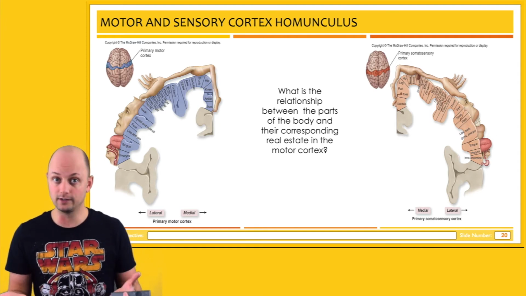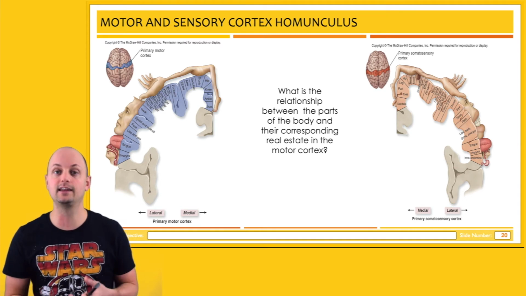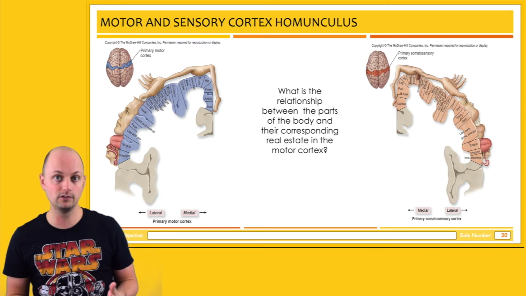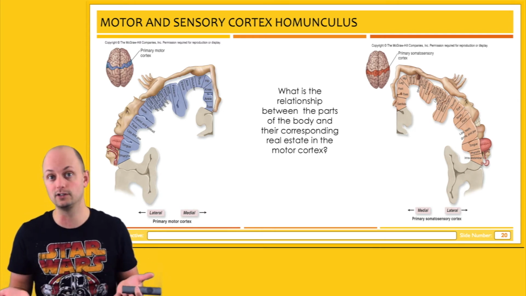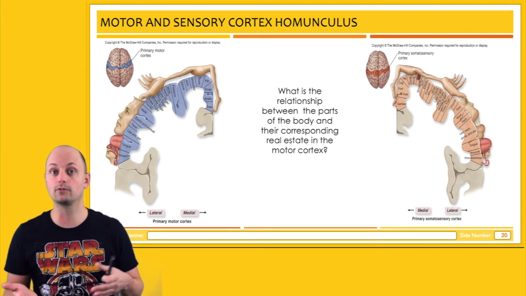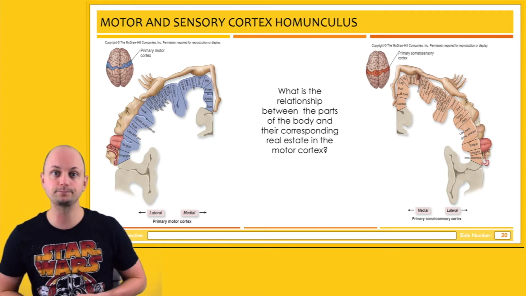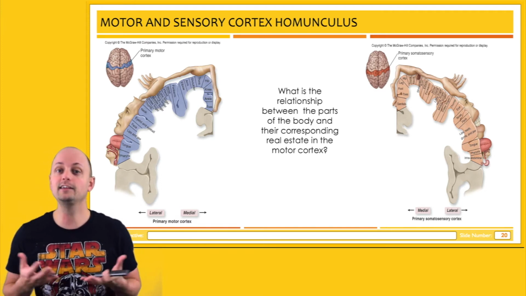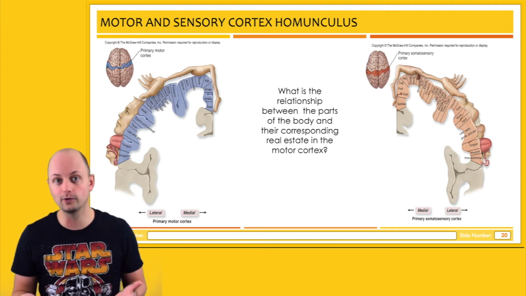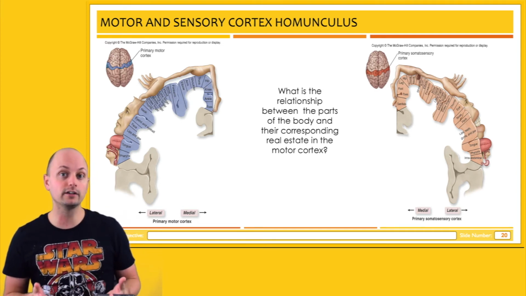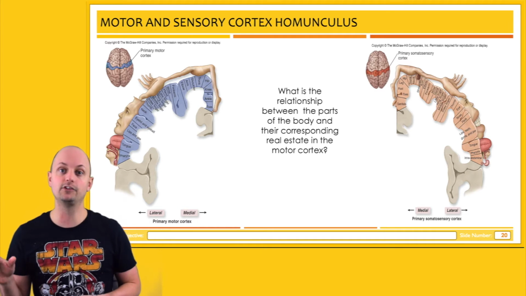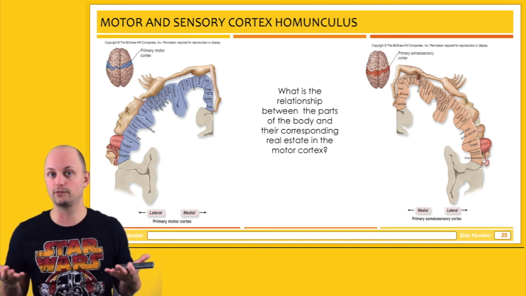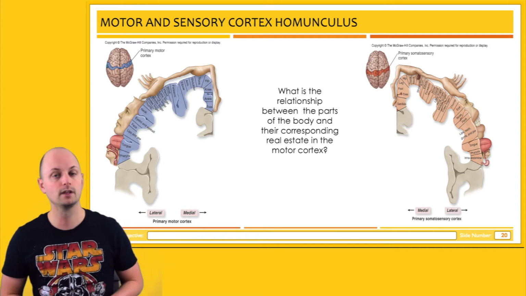In the primary motor cortex, having a large area dedicated to your face allows you to produce really complex facial expressions, which throughout the course of human evolution have been really important for nonverbal communication. You can smile at your friends, you can scowl at your enemies. And similarly, in the primary somatosensory cortex, having a large area associated with your hand gives you a very sensitive sense of touch, allowing us to do things like, for example, read Braille.